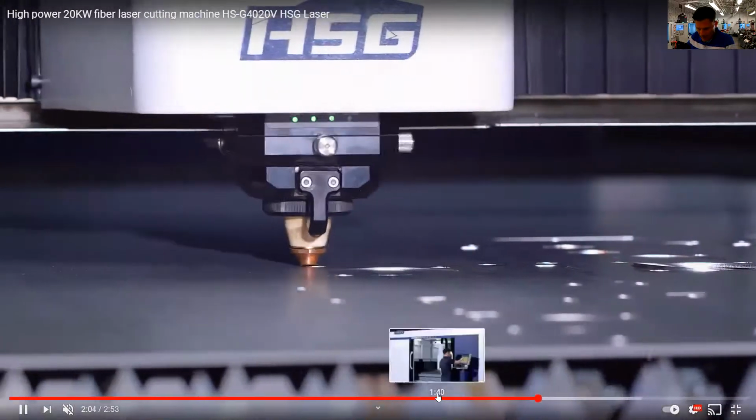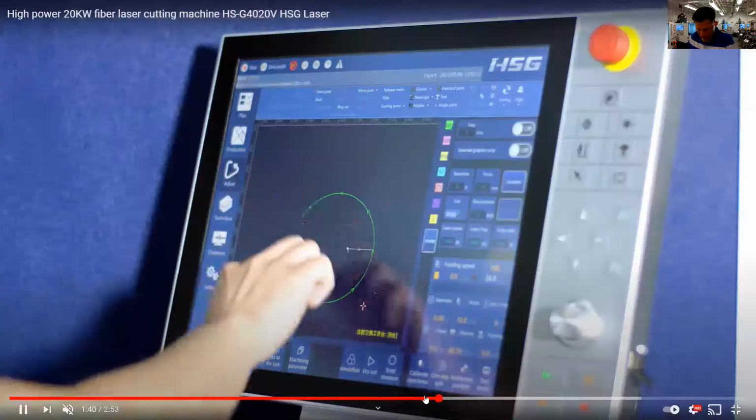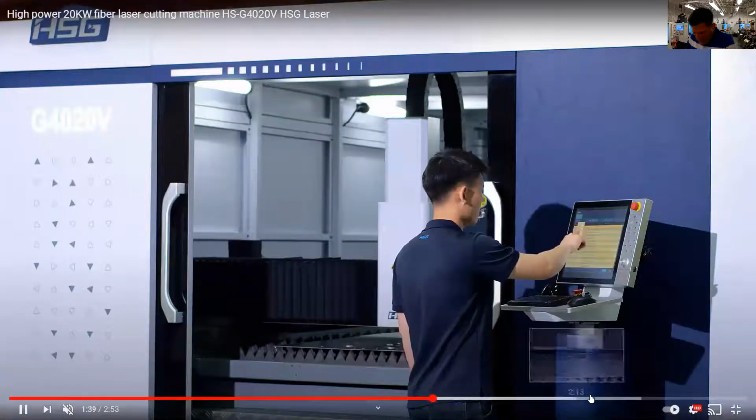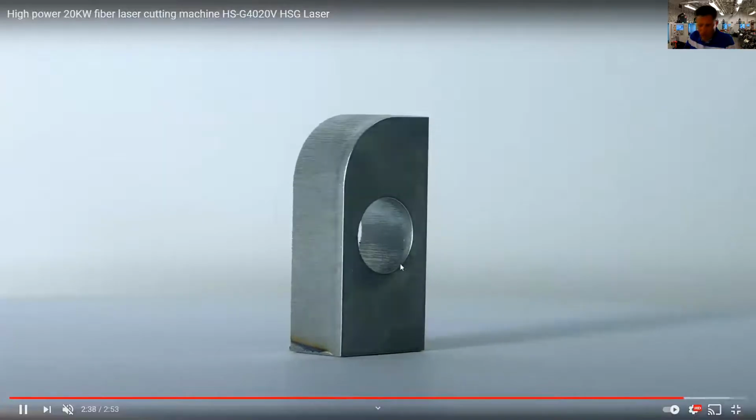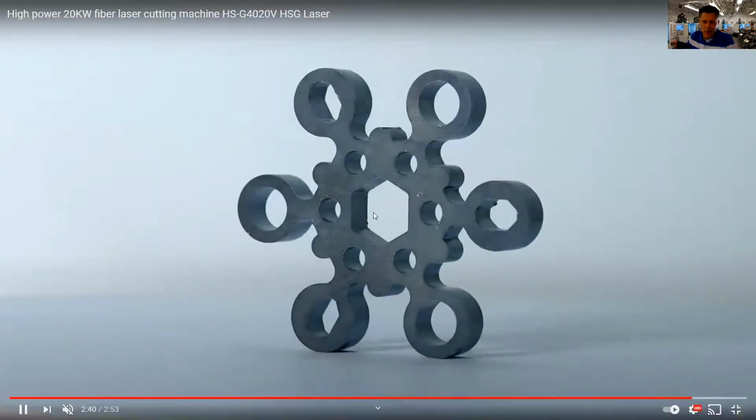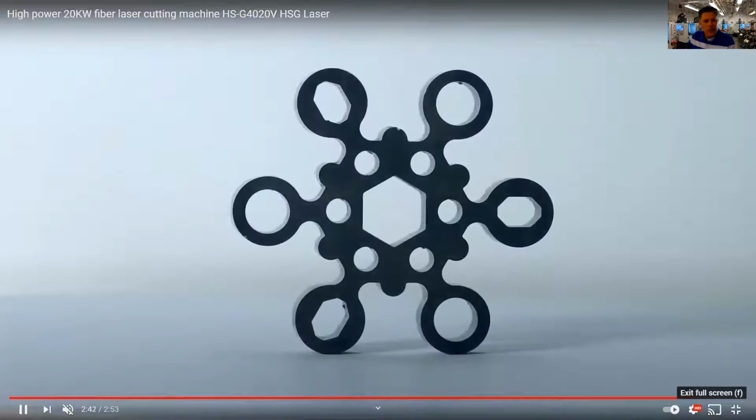Hold on. It had a big plate somewhere. Oh, it was at the end. It just kind of showed you the thickness of some of the parts that you could produce on the laser cutter right there. So you can check out that video.